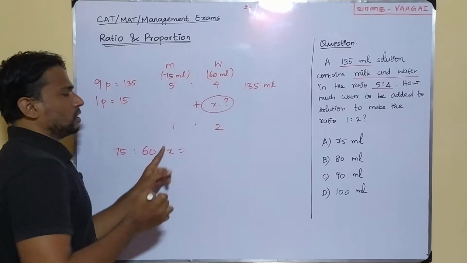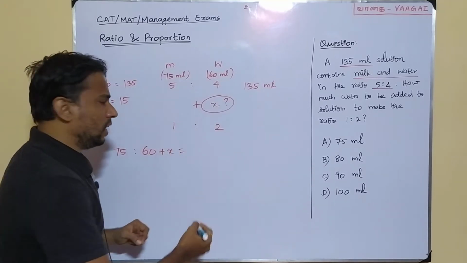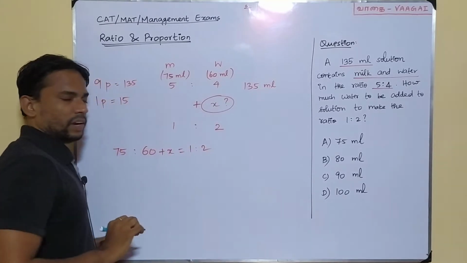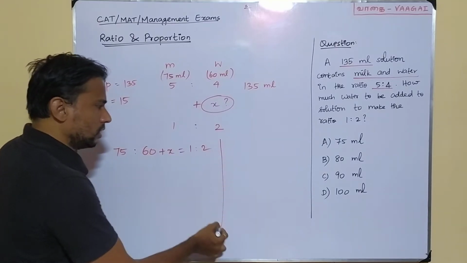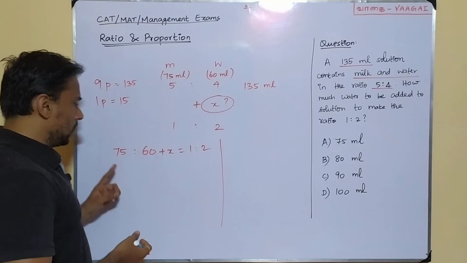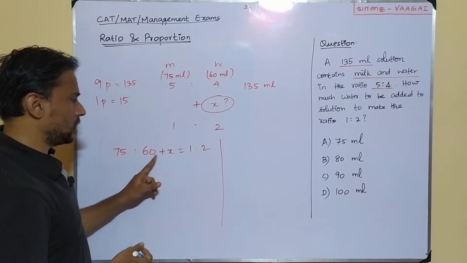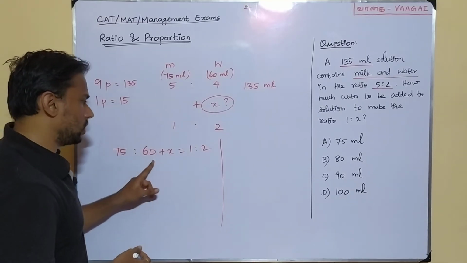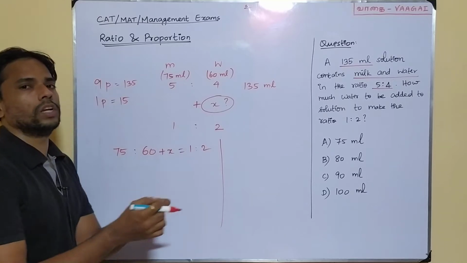Now this ratio is equal to 1:2. We can very well equate it, right? 1:2, I'm equating it. I hope you are able to catch what we are doing. It's going to be very simple. So now after adding, milk is 75 and water is 60 plus x. This 75 is to 60 plus x ratio is equal to 1:2.